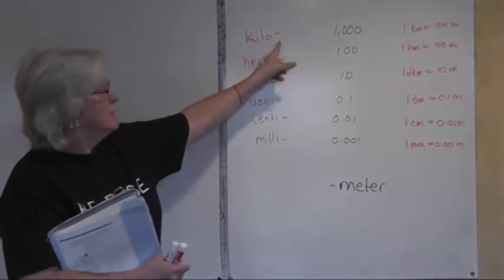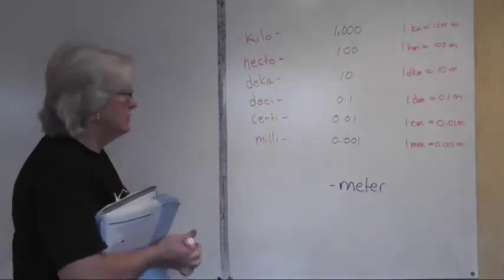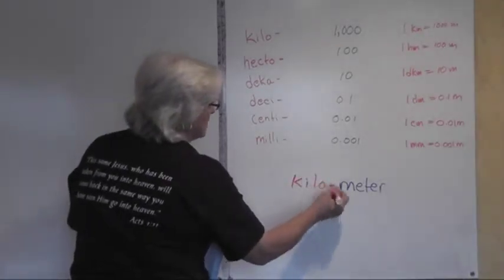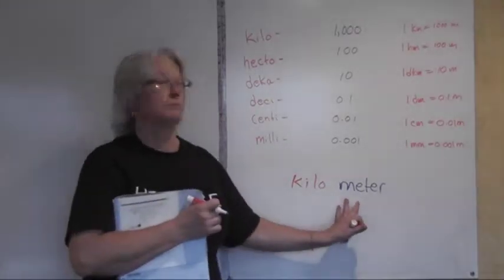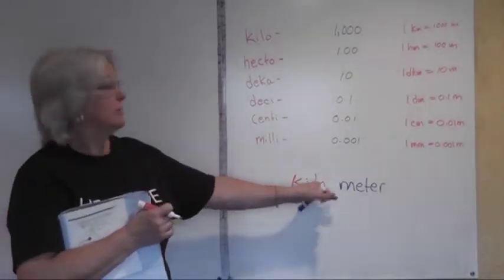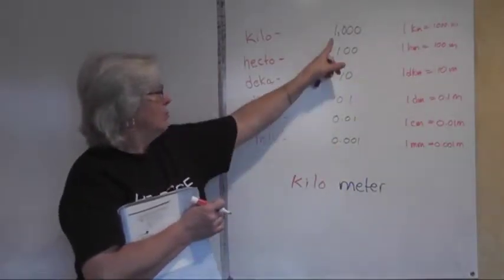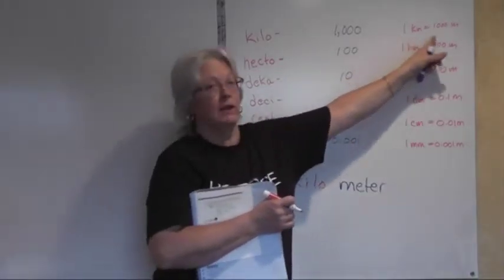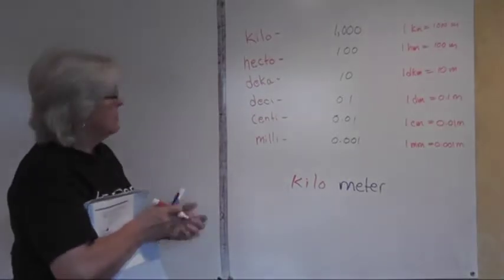Kilo means 1,000. So when you attach kilo as a prefix in front of meter, you have kilometer. What is a kilometer? 1 km. 1 kilometer is 1,000 meters.